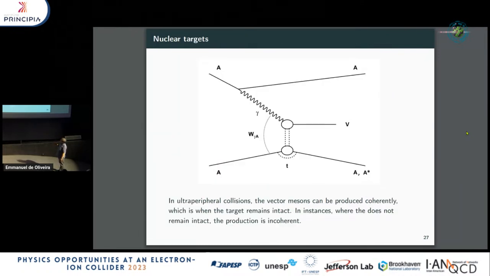Right, but then we want to go to nuclear targets, right? And then we can have coherent or incoherent production. In the incoherent production, you have an excited state here, but we'll be mostly interested in the coherent production, okay? And then we produce the vector meson. This is one case of photoproduction at the LHC, for instance. And then we have the coherent production, okay.